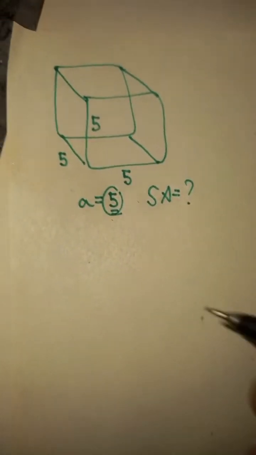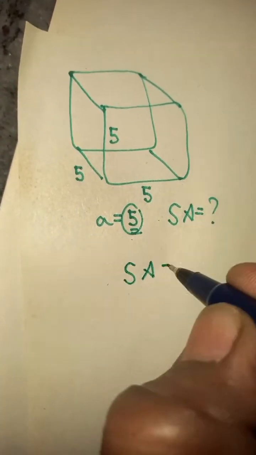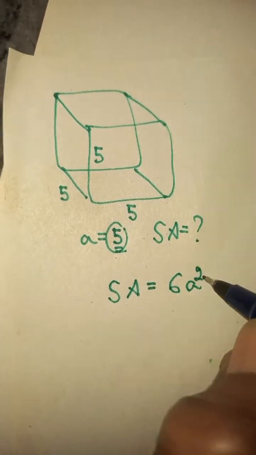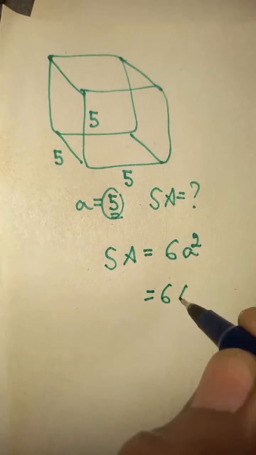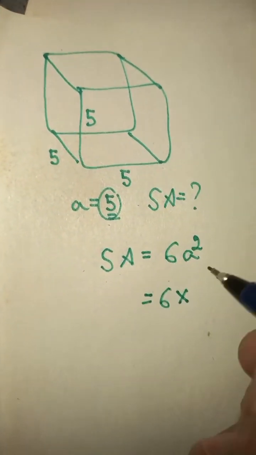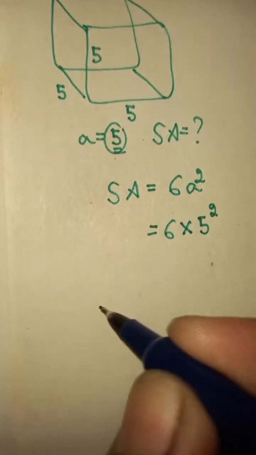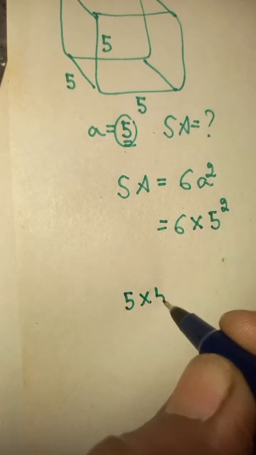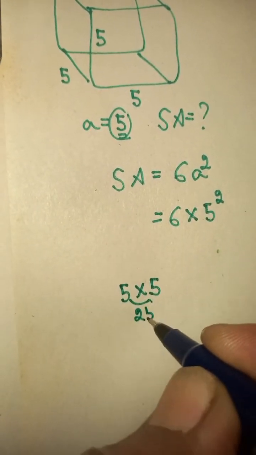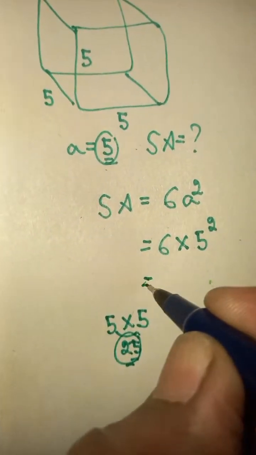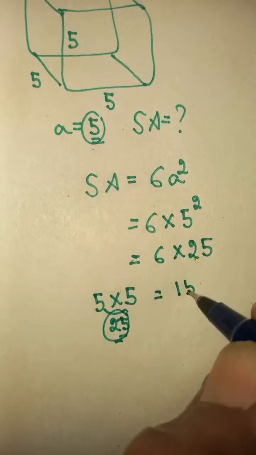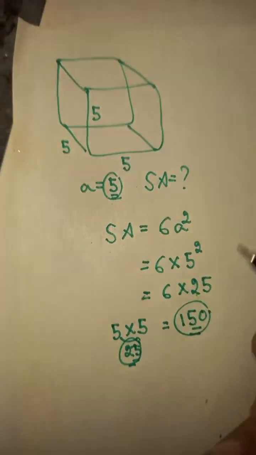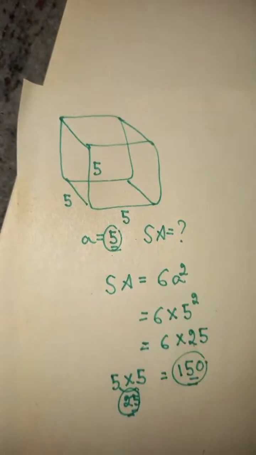The surface area of the cube here is going to become 6a square, that is 6 times each face area. That makes 6 times the edge length 5, so 5 square. 5 square means multiplying 5 two times, 5 times 5, which is 25. It becomes 6 times 25, it is 150 square units, not cubic units, it is square units, surface area.